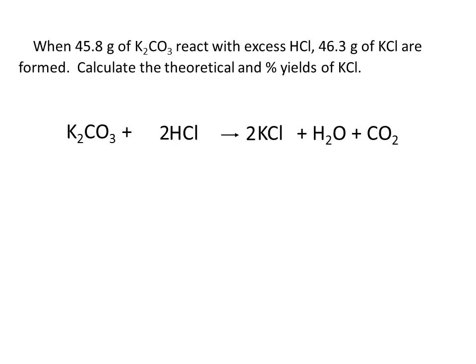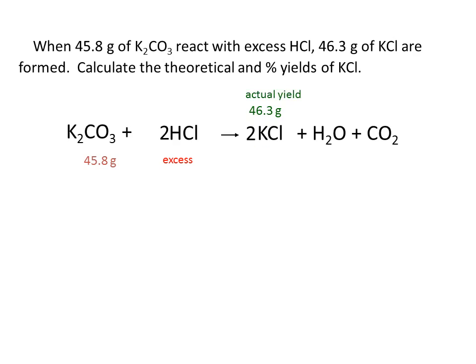Now that we have the balanced chemical equation, I'm going to put the information from the question under the equation. We're told that we have 45.8 grams of potassium carbonate reacting with excess hydrochloric acid. Anything that is excess we can ignore or X out and forget about from this point forward on this question. Now we're told that we are going to form 46.3 grams of potassium chloride. That is not a theoretical yield, that is the actual yield. So I'm going to write that above my equation. 46.3 grams again was what was found in the lab. That's called the actual yield.